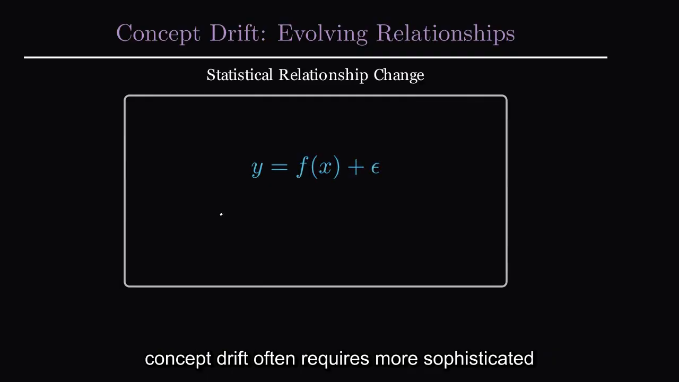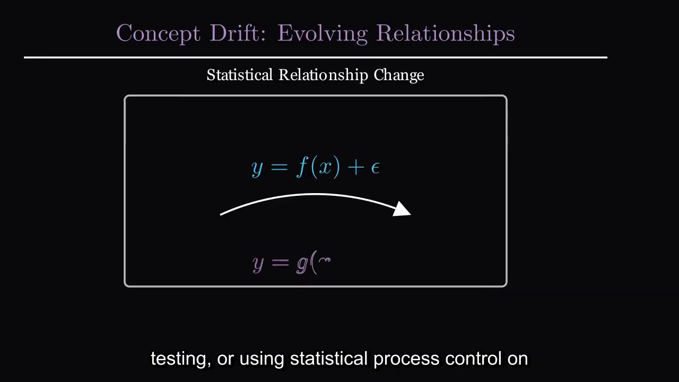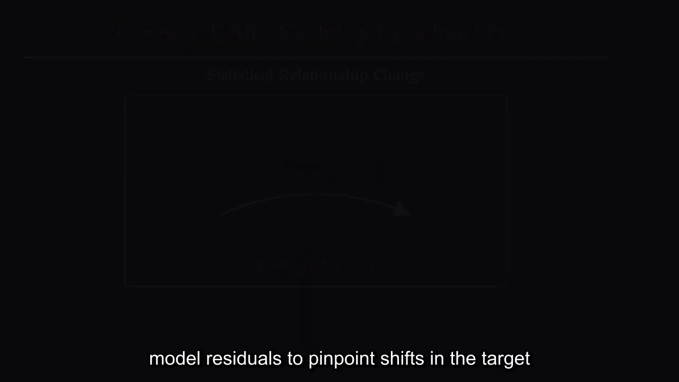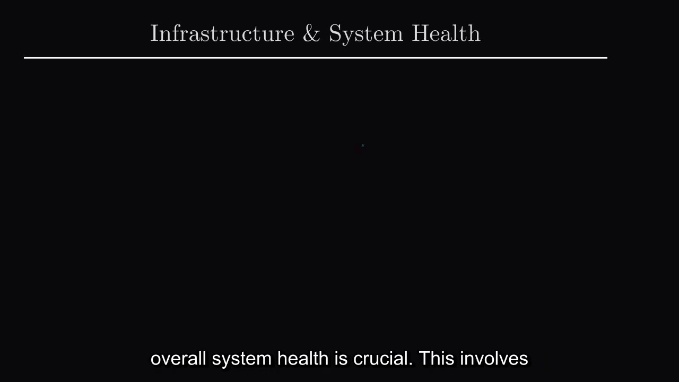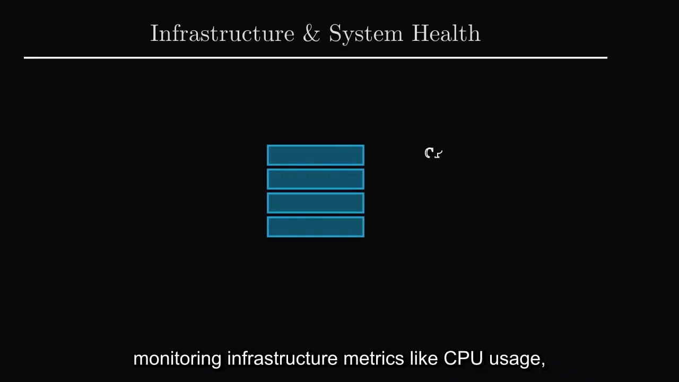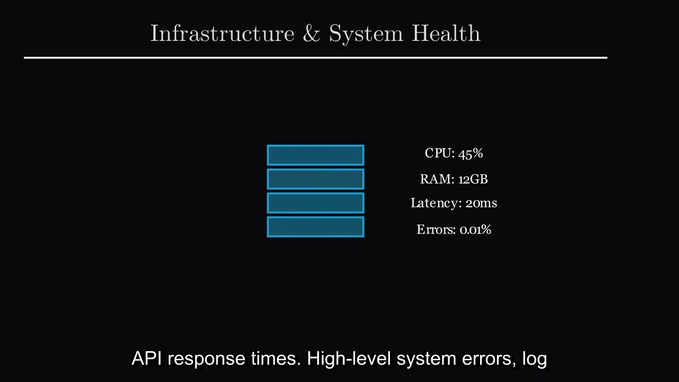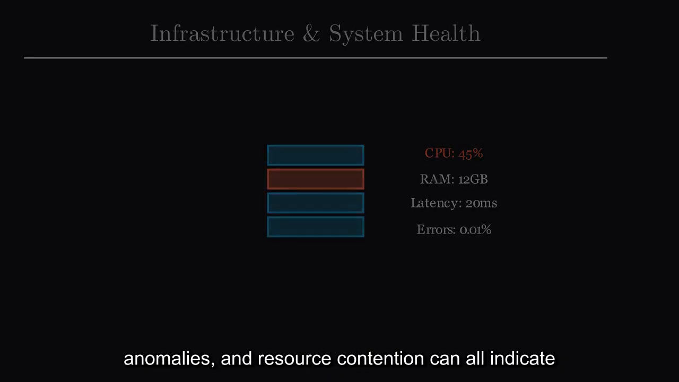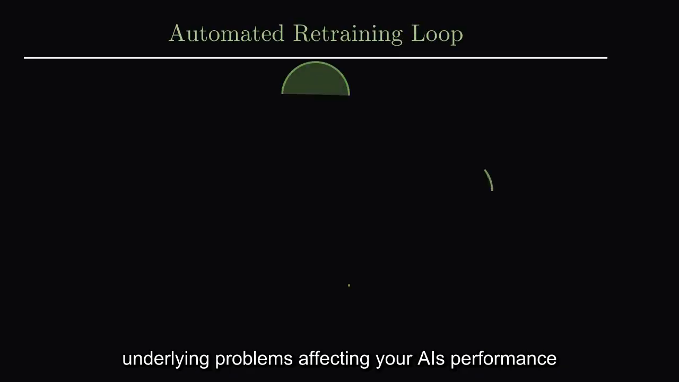Detecting concept drift often requires more sophisticated techniques like monitoring prediction errors, A/B testing, or using statistical process control on model residuals to pinpoint shifts in the target concept. Beyond model-specific issues, maintaining overall system health is crucial. This involves monitoring infrastructure metrics like CPU usage, memory consumption, disk I/O, network latency, and API response times. High-level system errors, log anomalies, and resource contention can all indicate underlying problems affecting your AI's performance and availability.